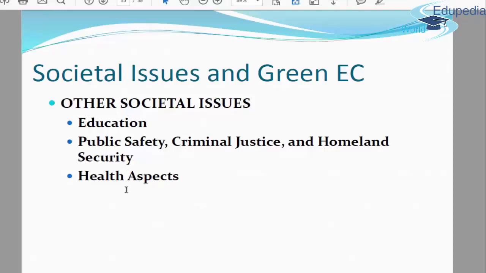Public safety, criminal justice, and homeland security, all of these come into play. Health aspects, all of these come into play. You need to find out if there's an epidemic, if there is a problem, all of those health issues. You need to consider all of these. You never know what kind of business practice might counteract or become antagonistic to the current health issues of that area. So you need to have complete research coverage before you propose a business plan in that area.